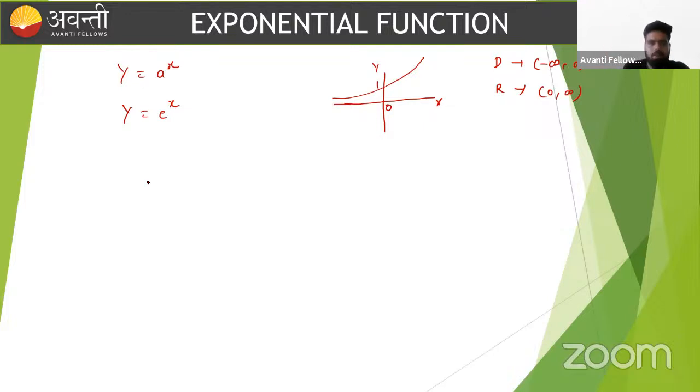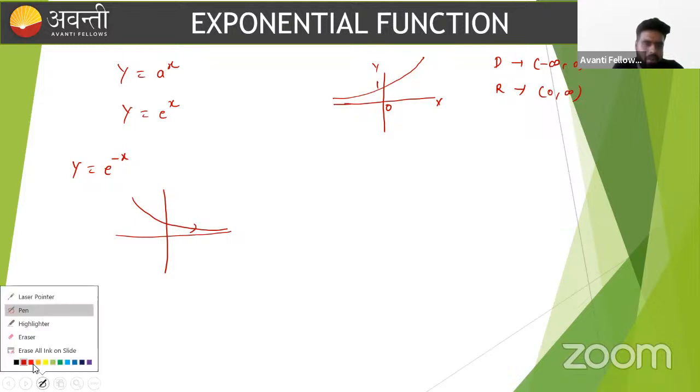Okay, beta. And suppose sometimes such type of graph is given, y equal to e raised to power minus x, then what is the graph, beta? Exponential decreasing function. In both the graphs, one thing is very clear. What is clear, beta? The y is always positive.